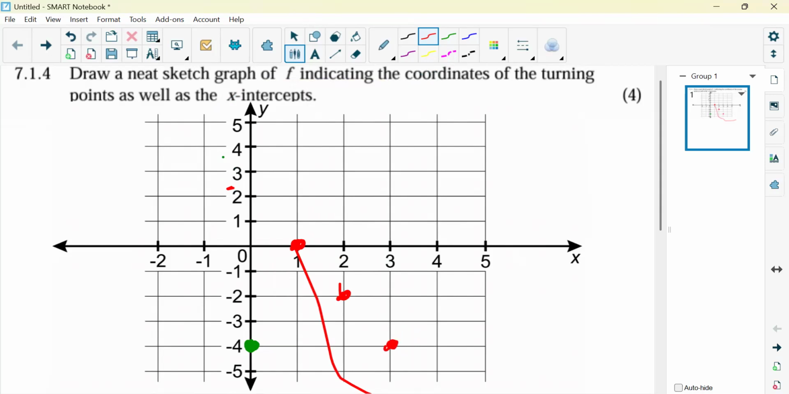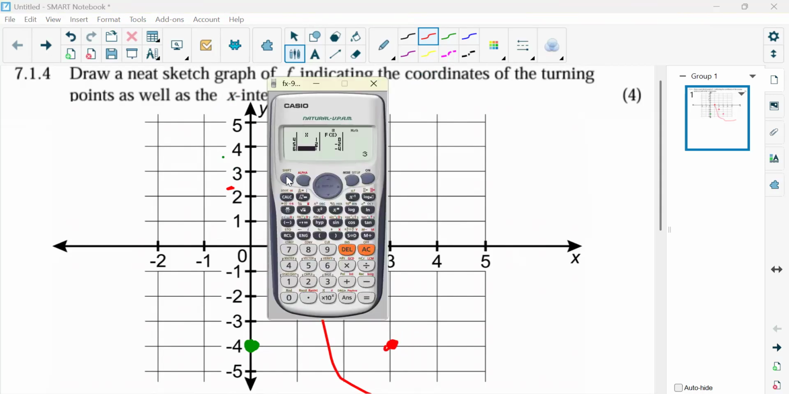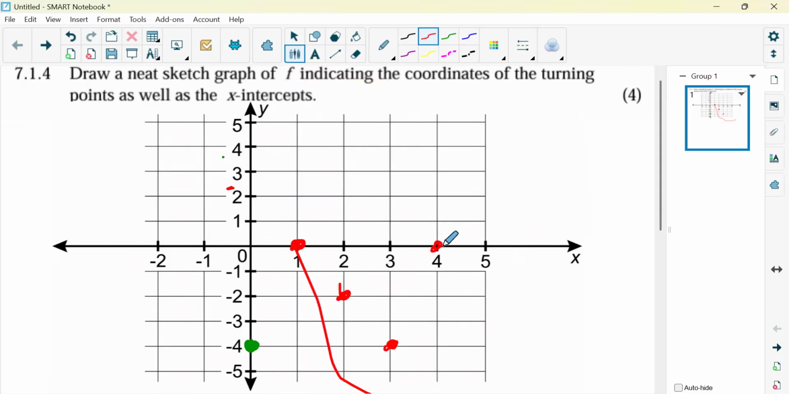Okay, next one, what do you have? Next one we have 4 goes with 0. Okay, you highlight that. You also shade that. Okay, 4 goes with 0. And then from there onwards, we have 5.